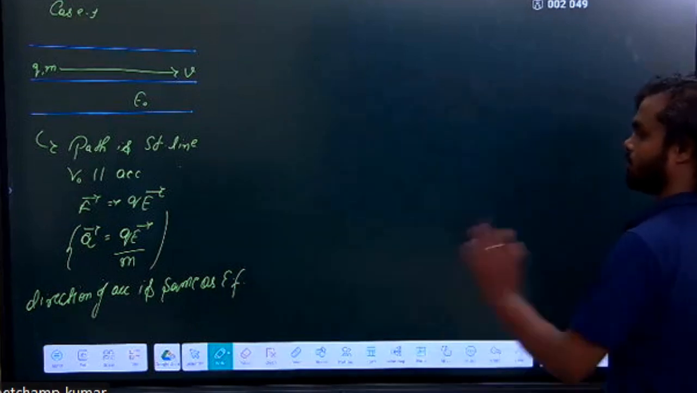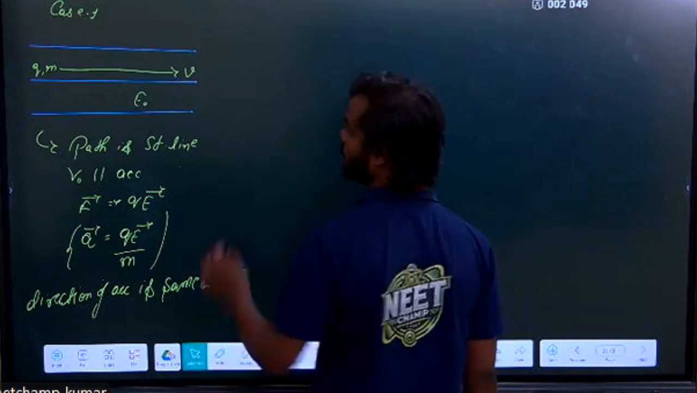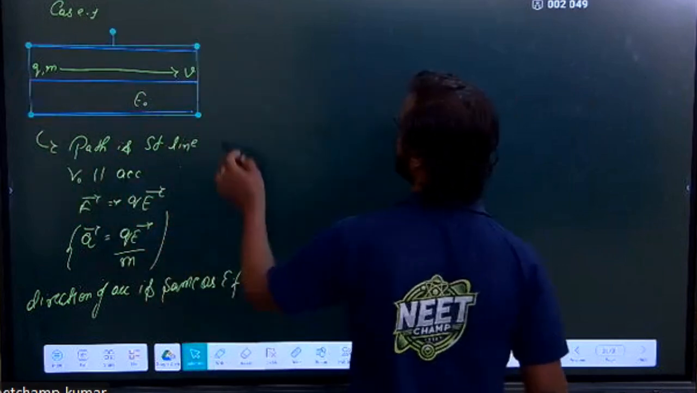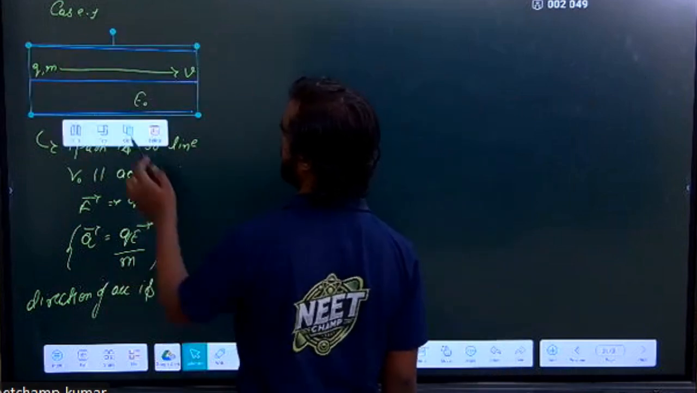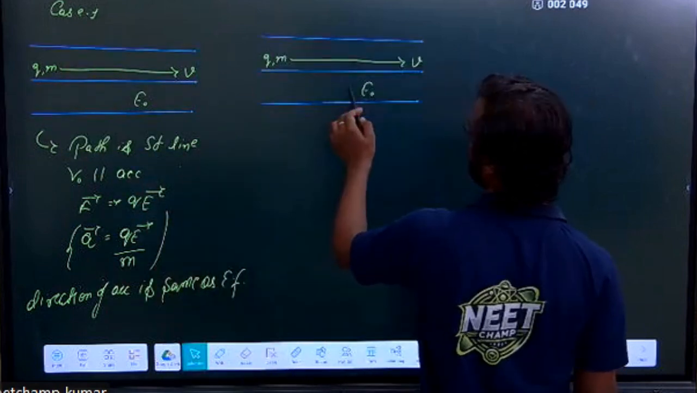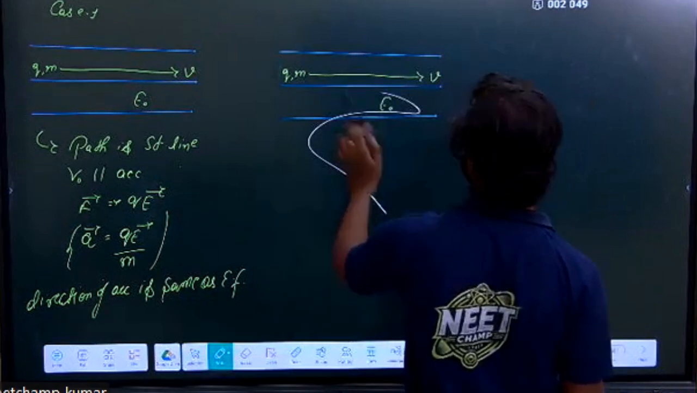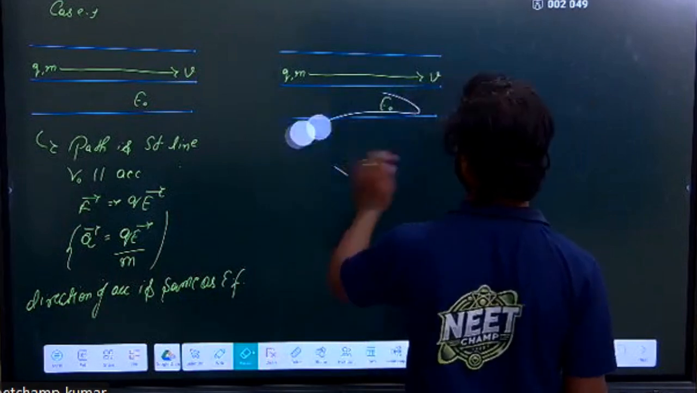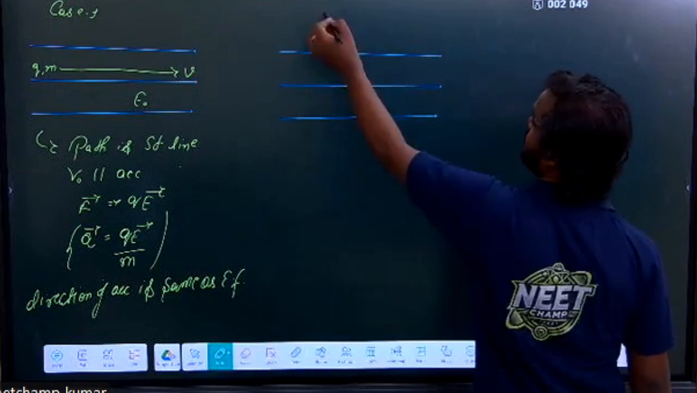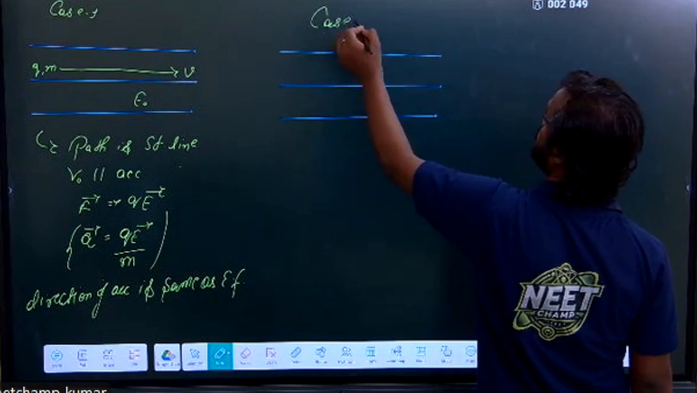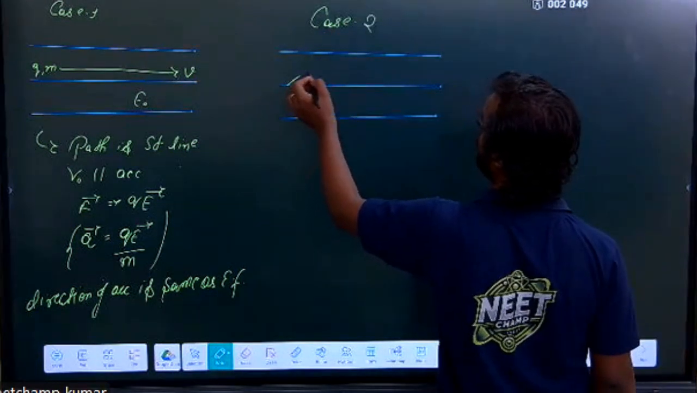So this is case one. But suppose I take another case, case two. In case two, I'm doing a small change. What is the small change? In spite of throwing it like this, I am throwing the particle like this.